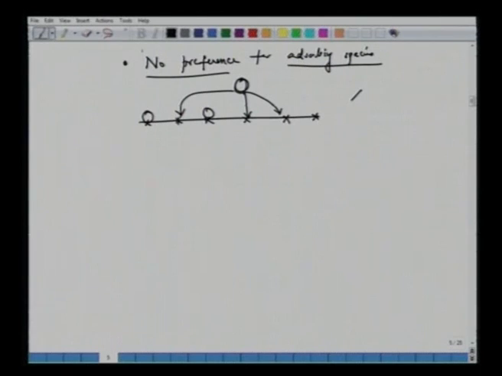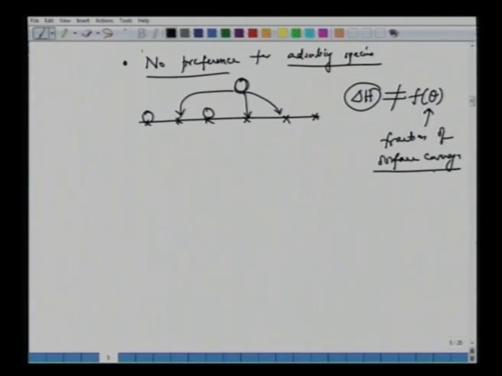And the consequence of this is that the heat of adsorption, when the molecule adsorbs, there is a heat of adsorption, could be positive or negative, could be exothermic or endothermic. All it means is that it does not depend upon the extent of surface coverage. Theta is the fraction of surface coverage. Alright, so the heat of adsorption is constant. So these are the main two postulates. One is no preference for adsorbing species, and another, of course, is monolayer coverage.